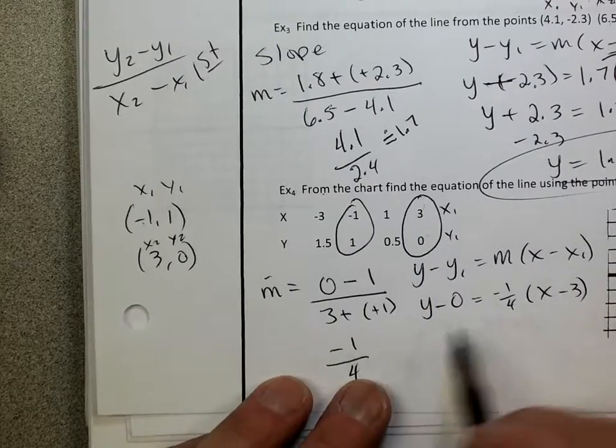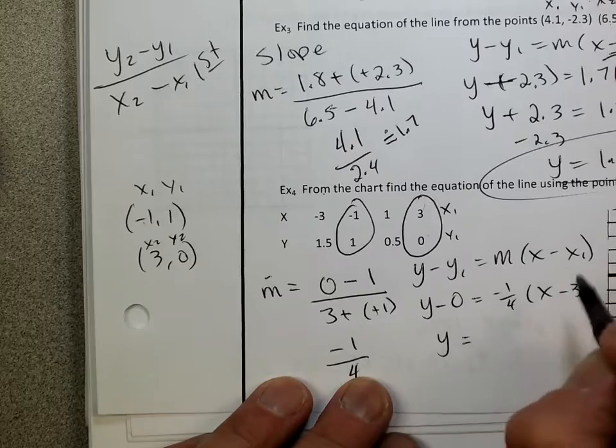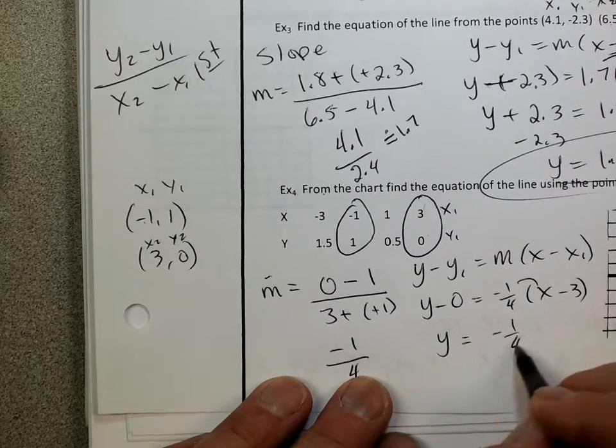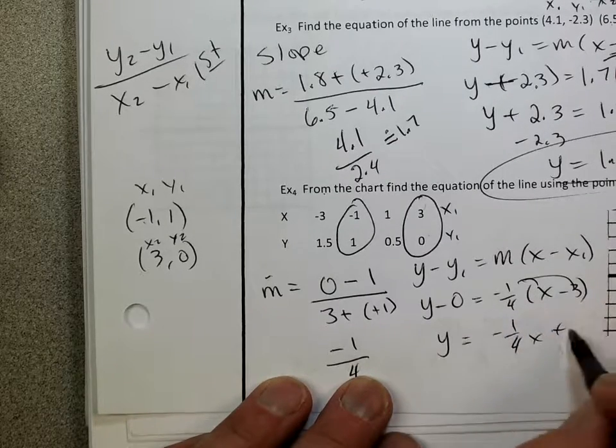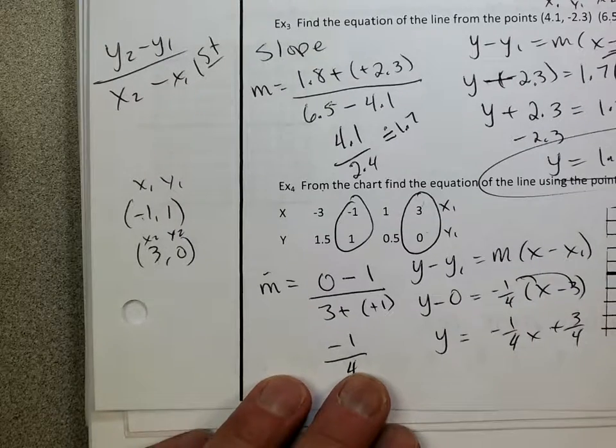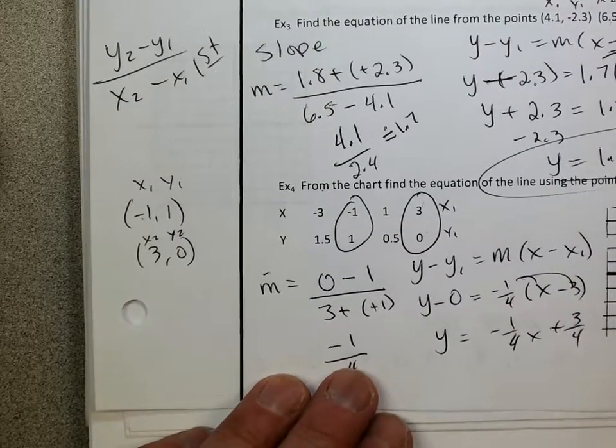And I put the 3 in for the x, okay? So I'm just going to simplify. Y minus 0 is just y, right? And I get a negative 1/4 x plus 3/4. How am I doing? And that's it. I'm done.